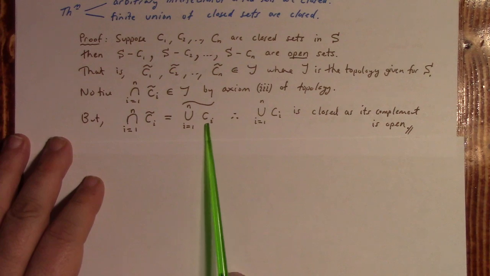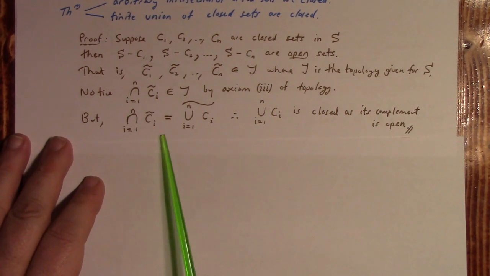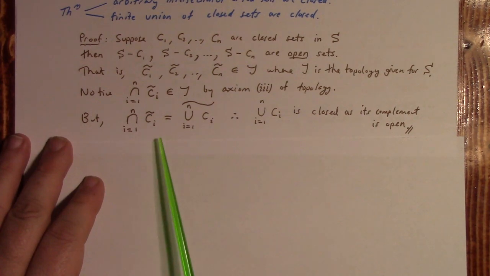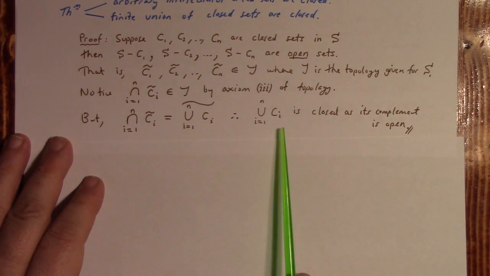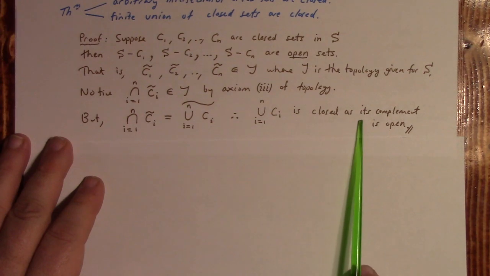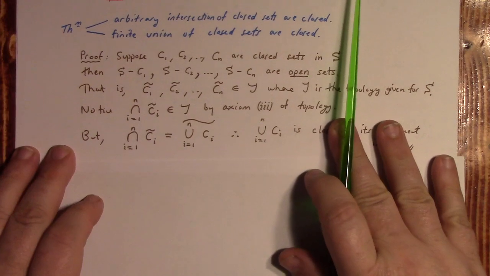But what does this say? This says that the complement of the union is this set over here, which we already argued was open. Consequently, this set is closed because its complement is open. So therefore, to conclude, the finite union of closed sets is closed as its complement is open, which is what I claimed up here in the blue.